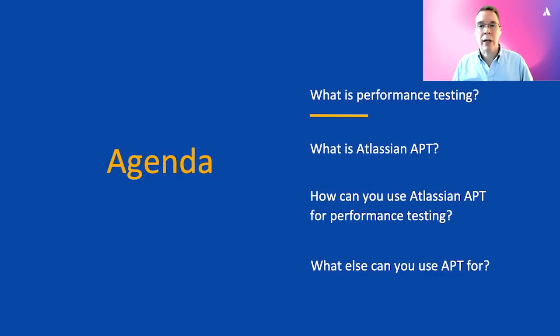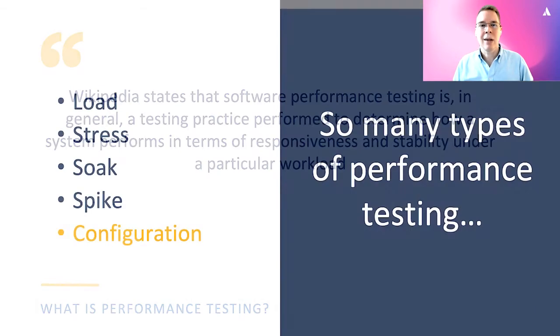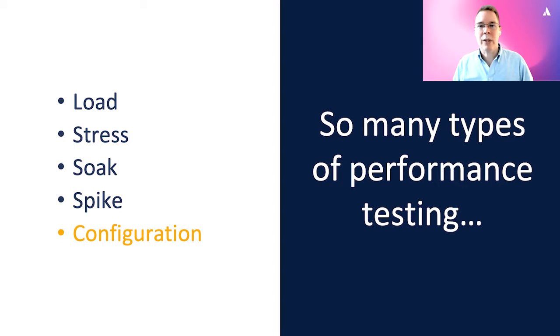Today, we will establish a common understanding of performance testing, show you what Atlassian APT is, how you can use it for performance testing, and finally, what else you can extend APT for. Here is the Wikipedia definition of what performance testing is. If you look this up, you will find that this is an enormous topic. Let's focus on one type of performance testing, configuration. This type of testing determines the effects of configuration changes to the system's performance and behavior.